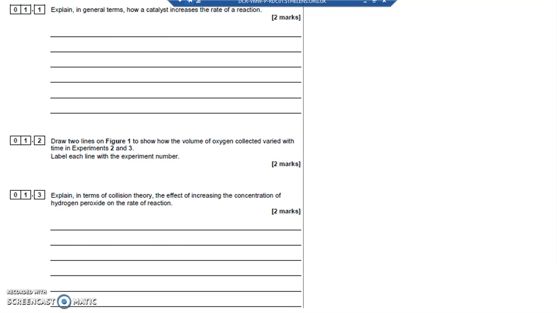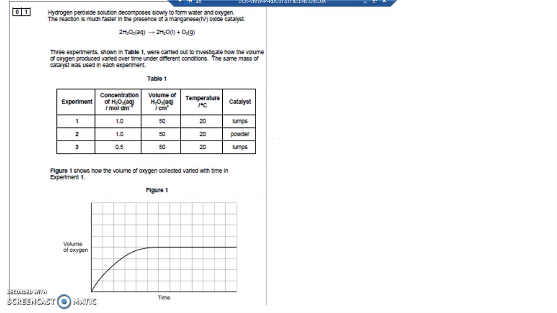Label a line on each experiment number. So what have I got here? I've got the initial one for experiment number 1. In experiment number 2, everything stayed the same, so concentrations stayed the same except when using a powdered catalyst. That will mean that the reaction will go faster, but the amount of products, because the amount of reactants is the same, will be exactly the same as well.